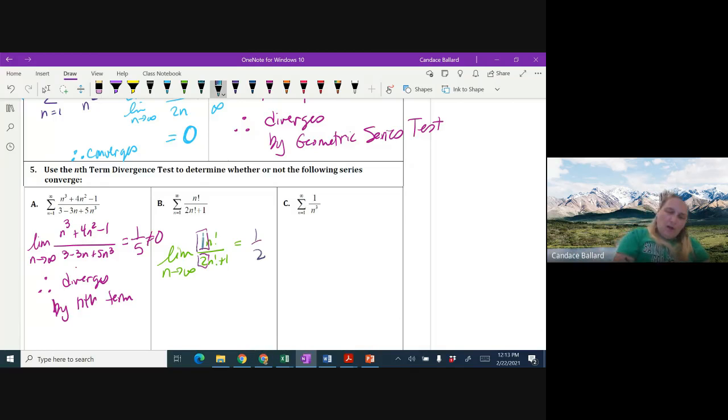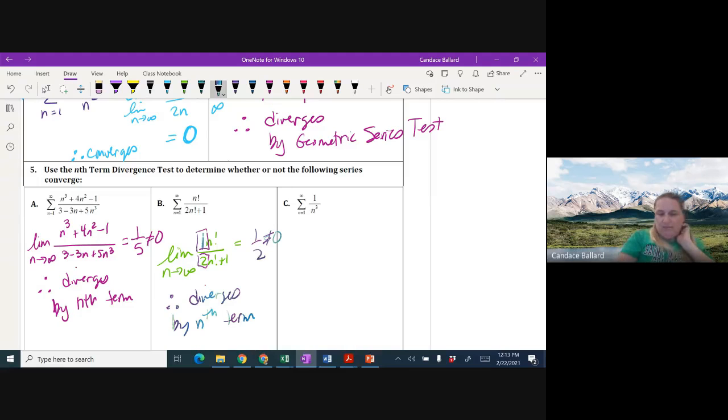Okay. All right. So I know that that is also not equal to 0. So converges or diverges, guys? What do you think? Good job. It therefore diverges by nth term.